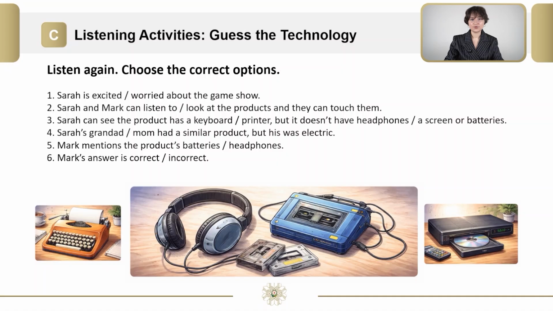Welcome back. It is time to check your answers. Sarah is excited about the game show. Sarah and Mark can look at the products and they can touch them. Sarah can see the product has a keyboard, but it doesn't have a screen or batteries. Sarah's granddad had a similar product, but his was electric. Mark mentions the product's headphones. And the last, Mark's answer is correct.